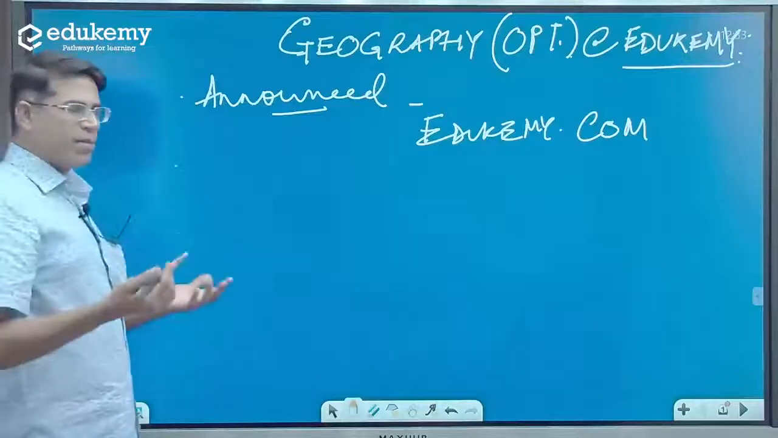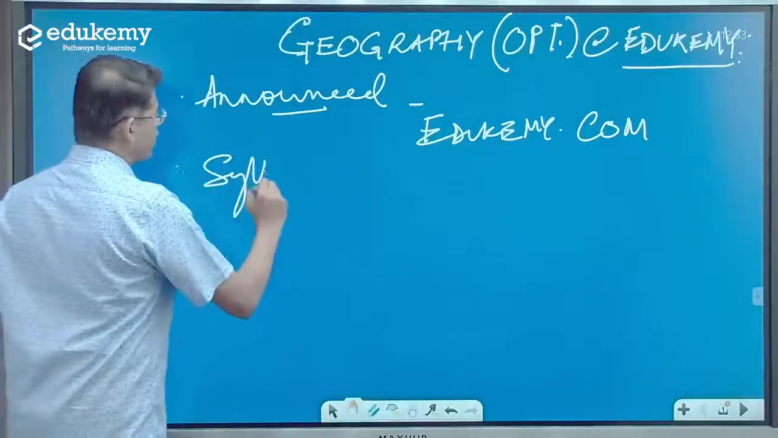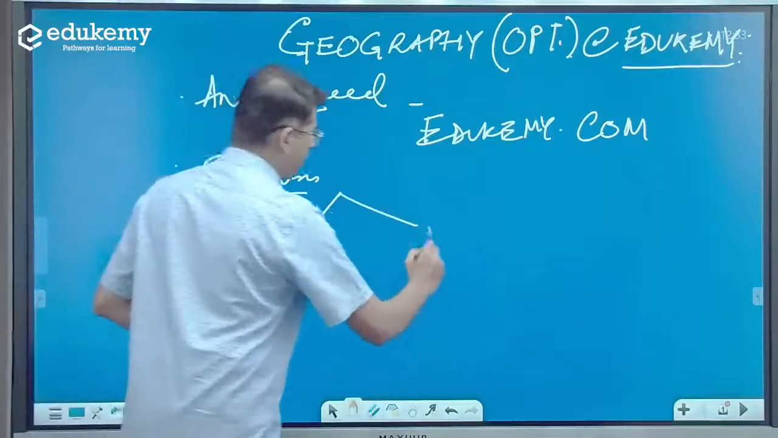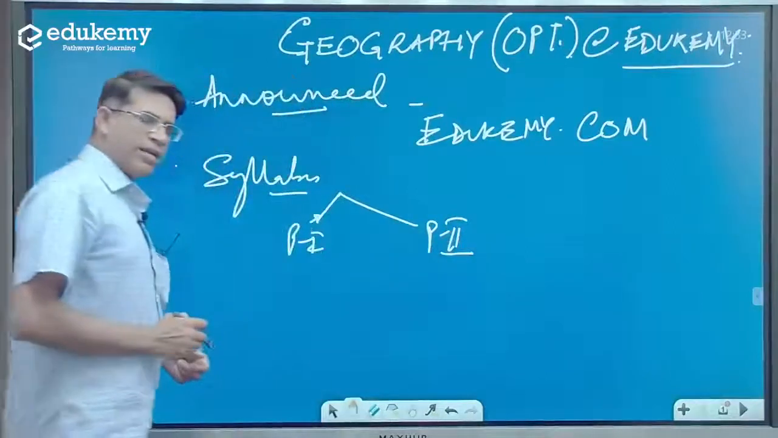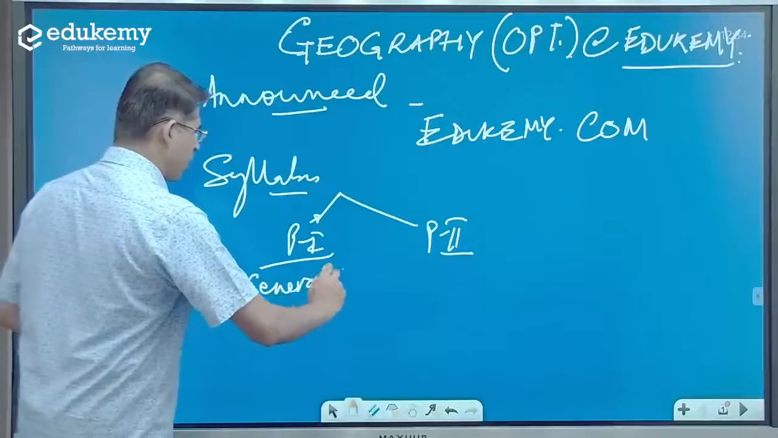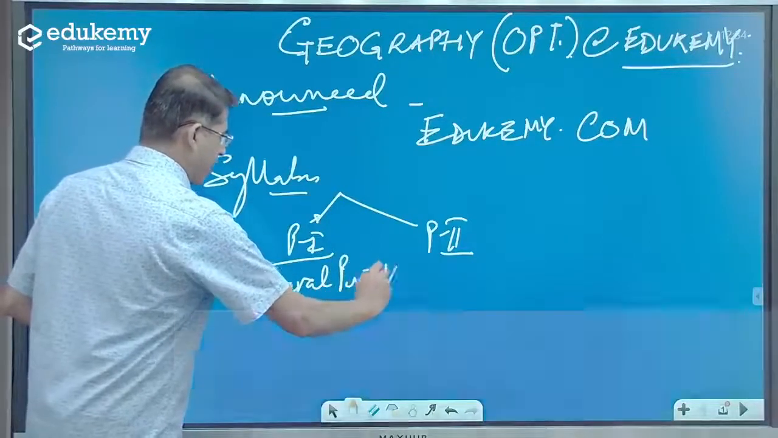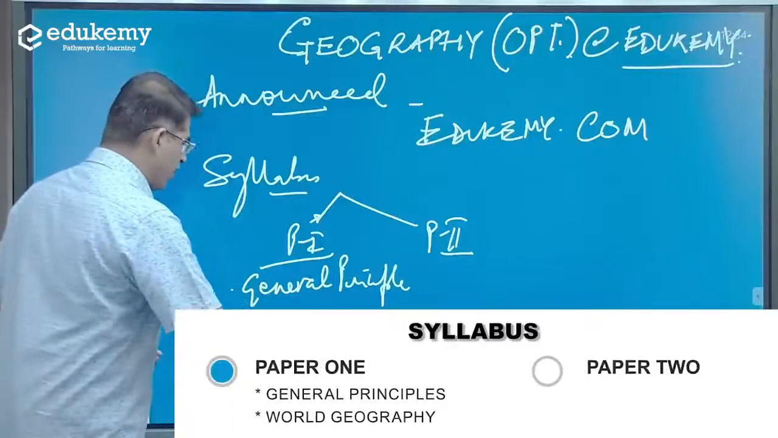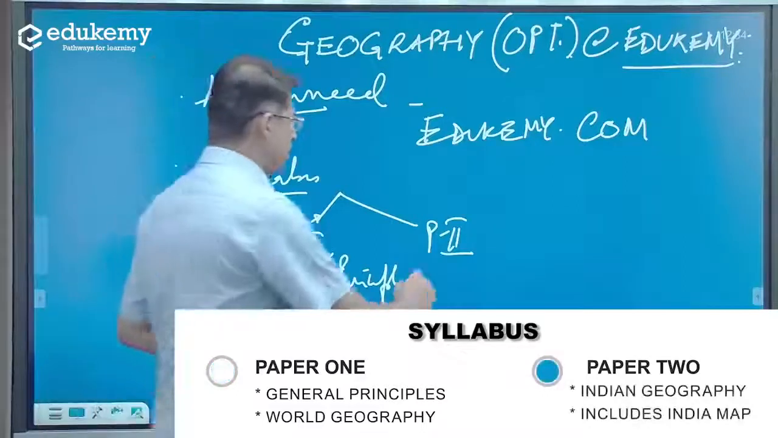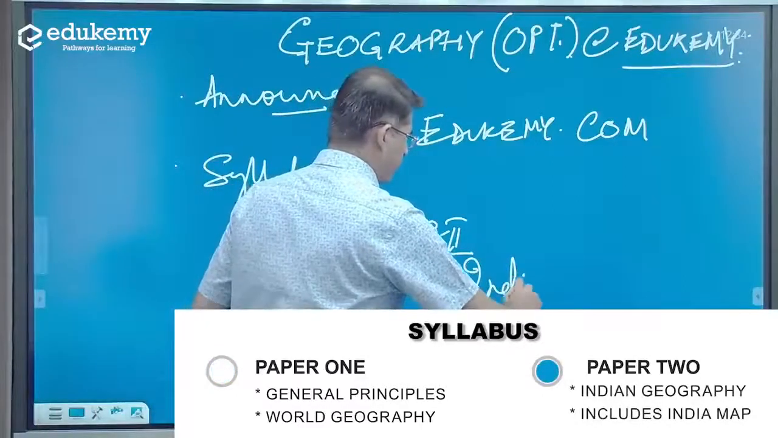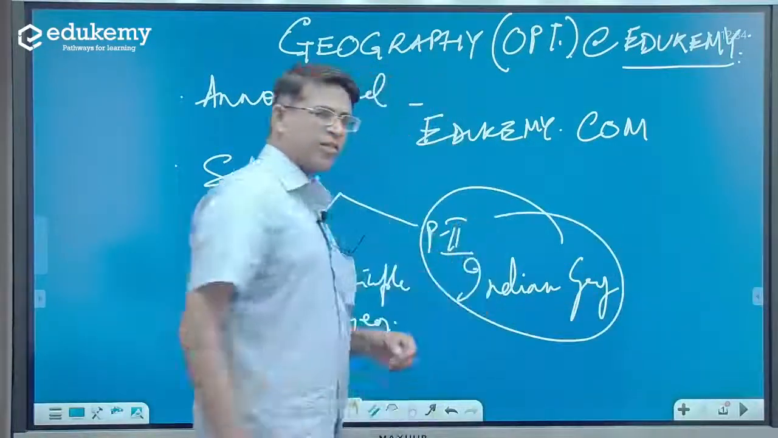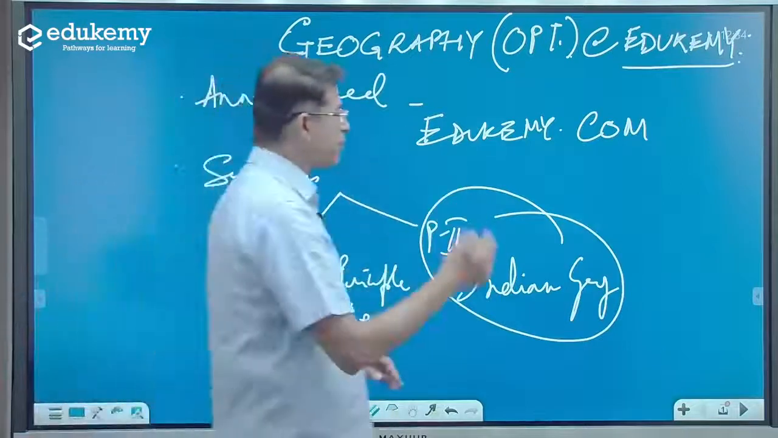Now about the syllabus itself, the geography syllabus includes two papers, paper 1 and paper 2. Paper 1 is more about general principles, and it also includes world geography, whereas paper 2 is entirely Indian geography. This Indian geography component is a very important part of your GS paper also.